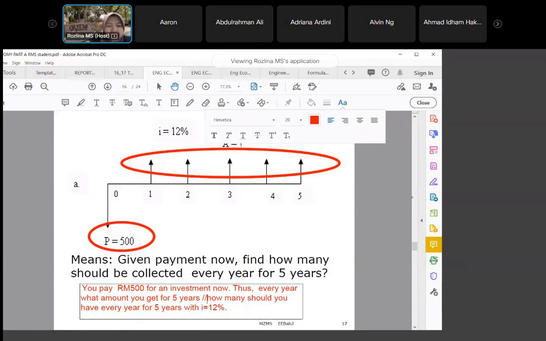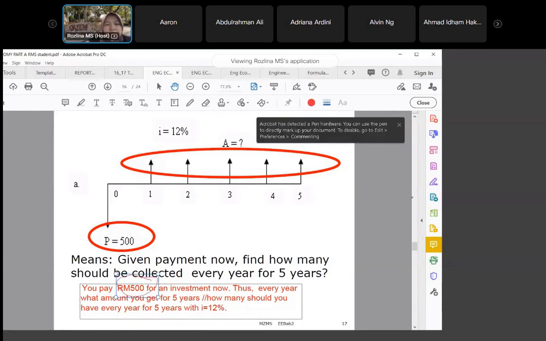Okay, you pay 500 ringgit. You pay 500, so that means, okay, this one is already there, right? Okay, I just want to repeat. Okay, this is the scale. So you have to pay at 0. P is 500.